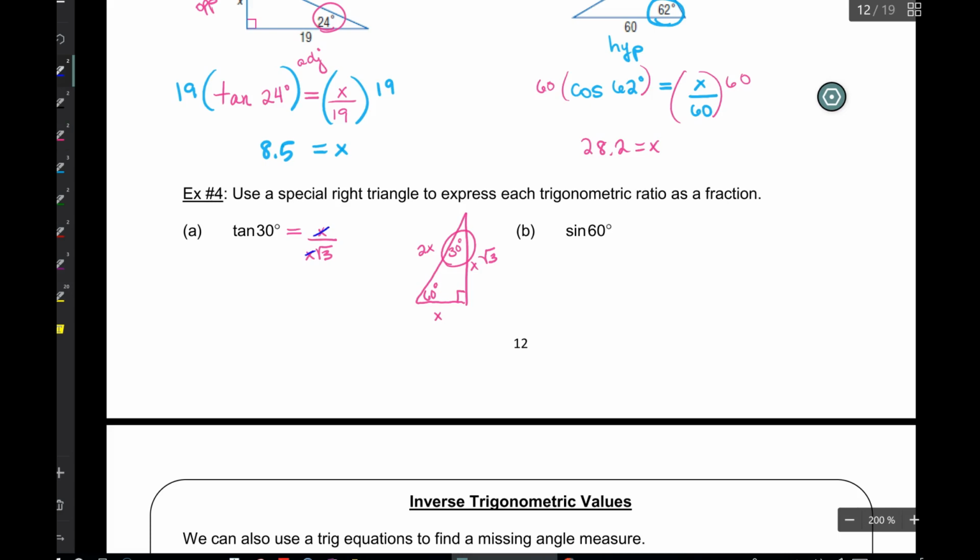Now the x's are going to cancel, but I still have a 1 in the numerator, so it's really 1 over root 3. And then when we go to rationalize, we're going to multiply by root 3 over root 3, so we get root 3 over 3.